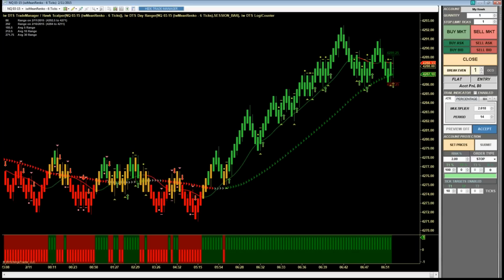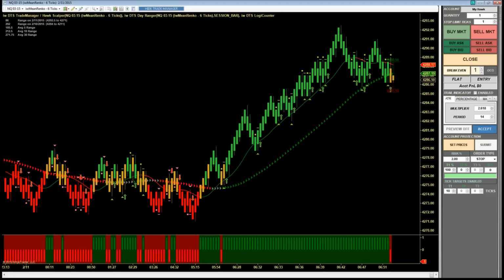Let's see, what else can I tell? Oh, yes, let me not forget perhaps the most important tool of all. You've no doubt noticed this tool here on the right side of my screen. This is the Trade Manager. Now, the Trade Manager is a very important component to your trading success.